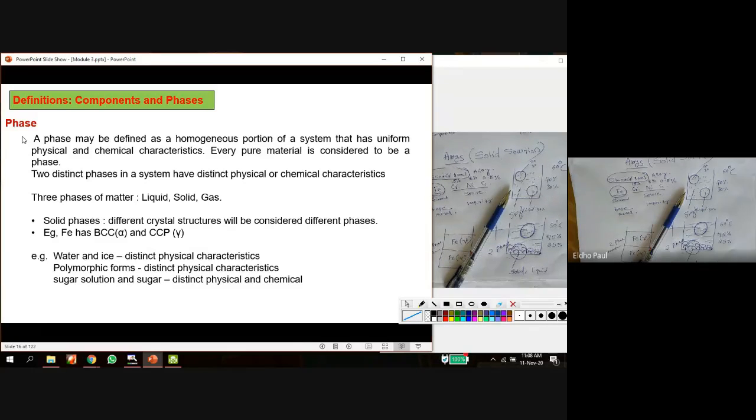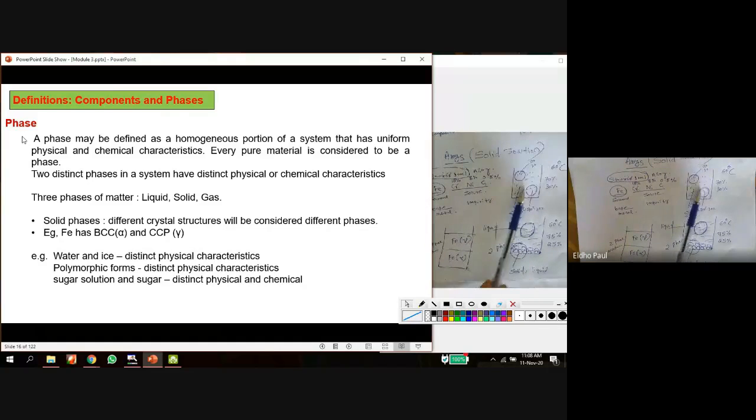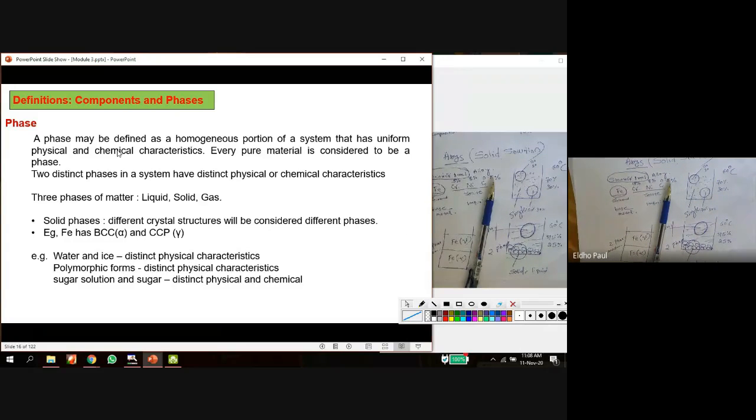ഫിസിക്കൽ ക്യാരക്ടറിസ്റ്റിക്സ് ഡിഫറെന്റ് ആണ്. പിന്നെ കോമ്പോസിഷൻ ഡിഫറെന്റ് ആയി പോരുത്. നമ്മൾ ഒരു പർട്ടിക്കുലർ സിസ്റ്റം കൺസിഡർ ചെയ്ത് കഴിഞ്ഞാൽ ആ സിസ്റ്റത്തിന്റെ ത്രൂഔട്ട് എവരിവെയർ ദ കോമ്പോസിഷൻ ഷുഡ് ബി സെയിം. കോമ്പോസിഷനിൽ ഡിഫറൻസ് വന്നു കഴിഞ്ഞാൽ അതിന്റെ കെമിക്കൽ യൂണിഫോമിറ്റി മാറും. അപ്പൊ ദാറ്റ് ക്യാൻ ബി കൺസിഡേർഡ് ഡിഫറെന്റ് ഫേസ്.